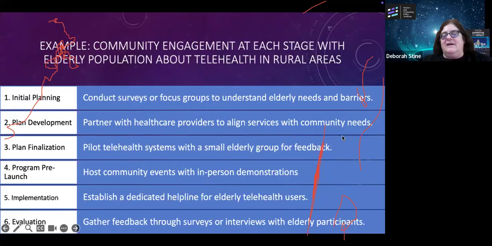Then, in developing your plan, you want to bring in other stakeholders, like healthcare providers, for example, or maybe those from senior centers that are in the community, so you can align those services with community needs. Then you would pilot the telehealth system with a small group for feedback, host community events with in-person demonstrations, have a dedicated helpline for elderly telehealth users, and then gather feedback. And this would be a continuous loop because once you get the feedback at the end, something's not going to work well for one reason or another, and then you're going to go through the whole process again for any modifications that you make.